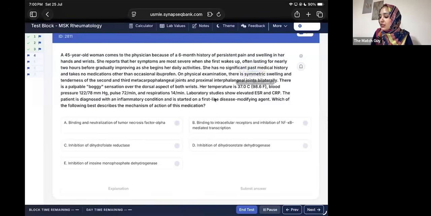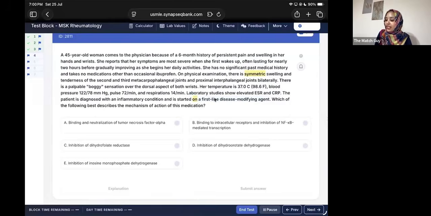There's symmetrical swelling and tenderness of the second and third metacarpophalangeal joints and proximal interphalangeal joints. Boggy sensation on the dorsal aspects of both wrists, so wrist involvement as well. Vitals are fine, right? There's elevated ESR and CRP. The patient is diagnosed with an inflammatory condition and started on a first-line disease-modifying agent.